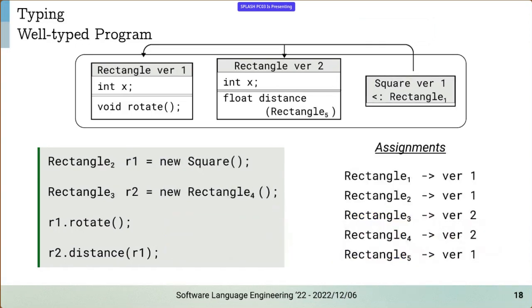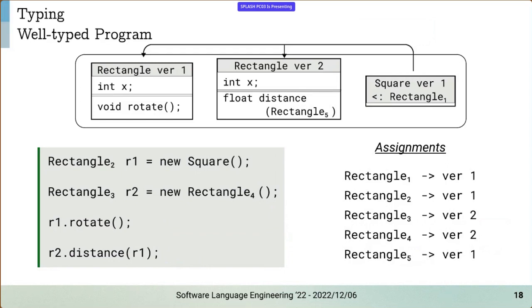And then we get all of these assignments, as I mentioned before. You can see the rectangle, which is the superclass, is version 1. The argument for distance, which is rectangle, is also version 1. And the instance R1 that invokes rotate is assigned version 1 as well.